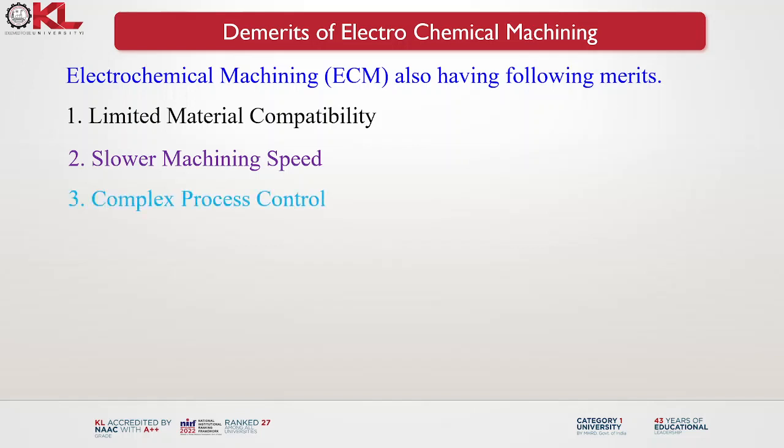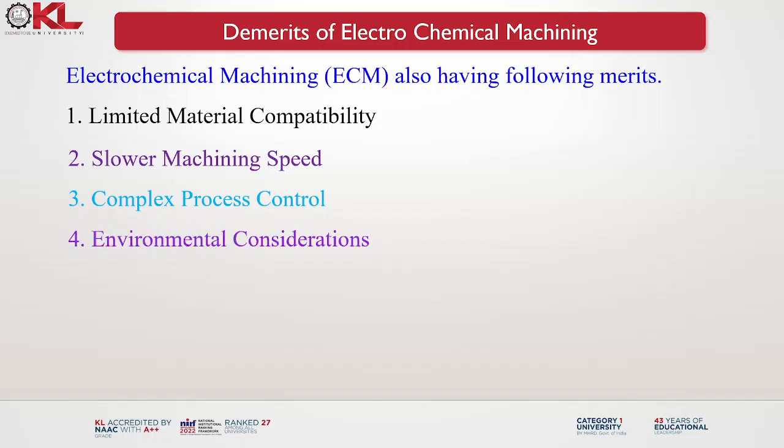Next, complex process control. ECM requires precise control of various process parameters, including the current density, electrolyte flow rate, temperature, and composition. Achieving and maintaining optimal process conditions can be challenging, and slight deviations in these parameters can impact the machining results. Strict process monitoring and control are essential to ensure consistent and desired machining outcomes.